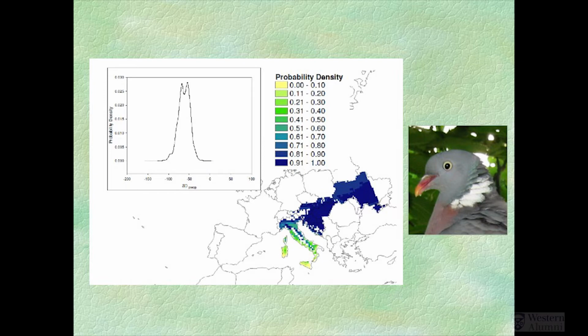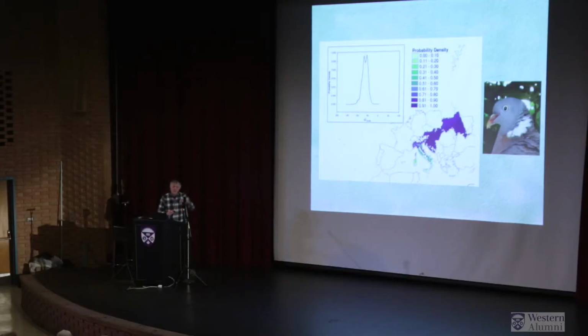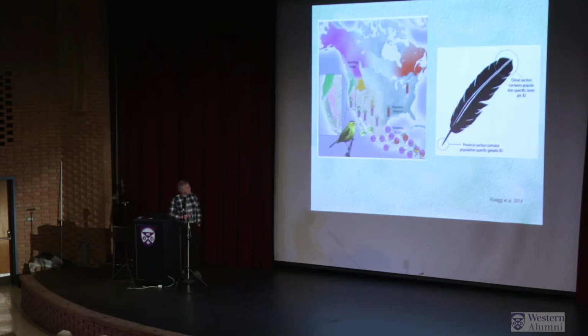However, if you look at the same species in Corsica, which is an island here which has no breeding wood pigeons on it, Italians by the boatload go there to shoot wood pigeons in the fall, in the winter. Then we can ask, where are you coming from? We know you're not coming from here. Turns out they're coming from this part of Eastern Europe, using that mapping isotope technique that I've been showing you.